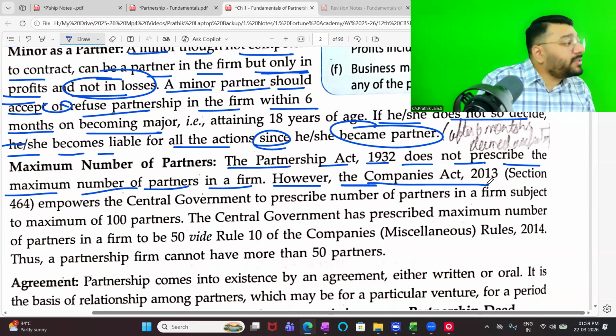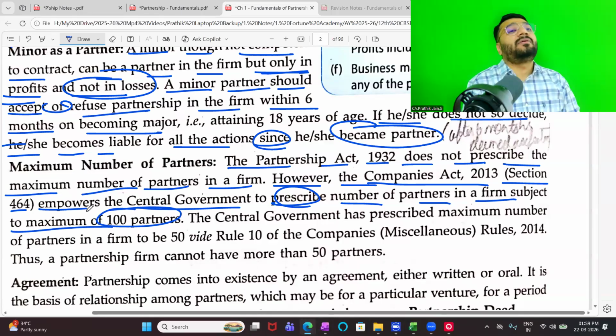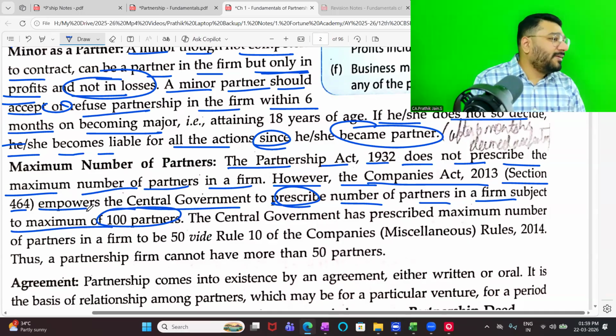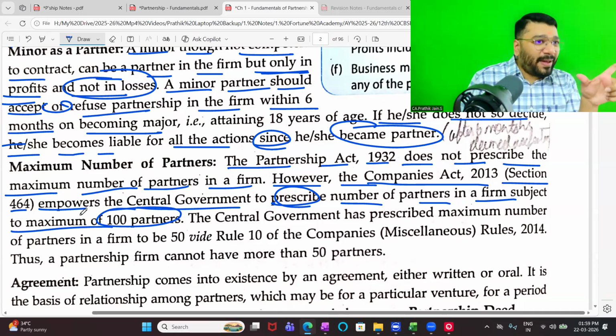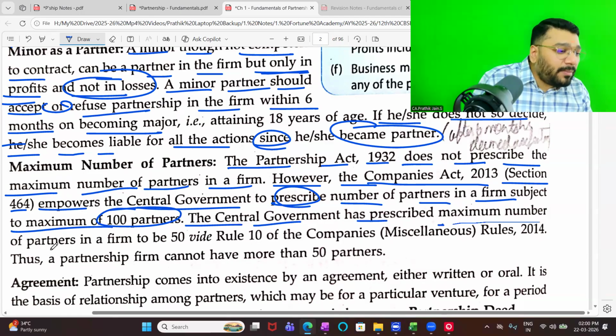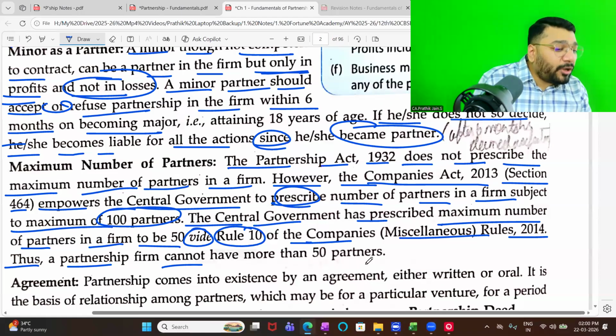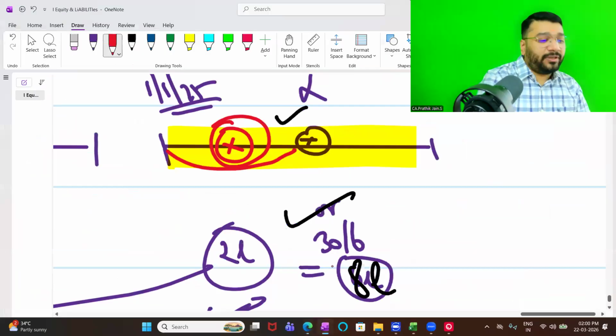However, in the Companies Act 2013, under Section 464, the law has empowered the central government to prescribe the number of partners in a firm, subject to a maximum of 100 partners. I'll read this entire paragraph, then I'll come and solve the questions one by one. The central government has prescribed the maximum number of partners in a firm to be 50, through Rule 10 of the Companies (Miscellaneous) Rules 2014. Thus a partnership firm cannot have more than 50 partners. Now listen to me very carefully.